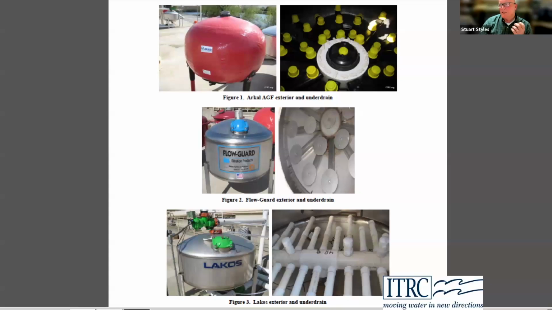One of the things that we investigated here a couple of years ago is we looked at the underdrain designs, and we found that they were all slightly different and they all performed differently. And we found that the best test we could do is to cut the lids off of these sand media tanks and just observe the performance of these units out there.